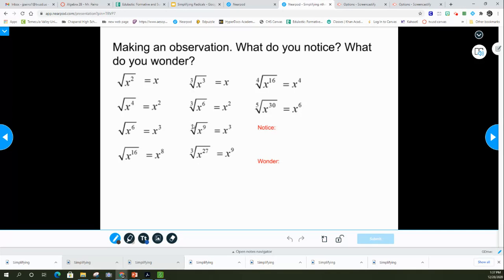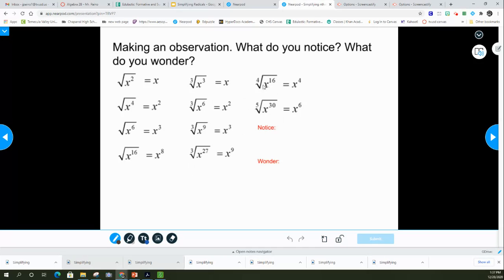Okay, looking at cube roots, right? Cube root of x cubed is x. Cube root of x to the 6th is x squared. Okay, cube root of x to the 9th is x cubed. Cube root of x to the 27th is x to the 9th. What are we noticing here about my answers? Now it's a third of all those exponents. I'm dividing by 3. Over here, I divided by 2, because that was the index number. Here, I'm dividing by 3, and I'm getting the answers.